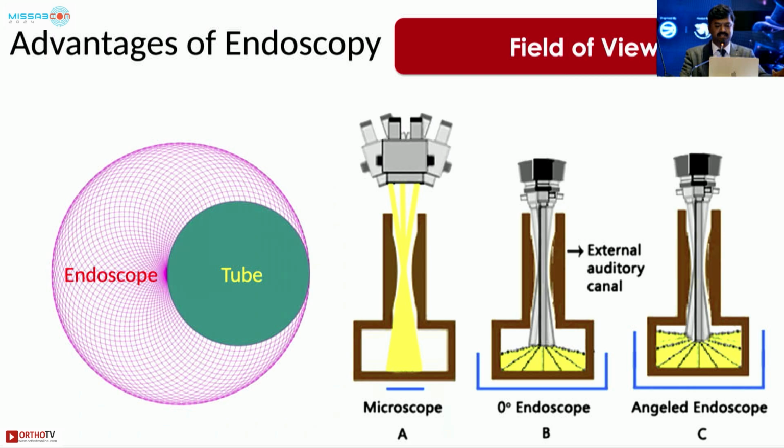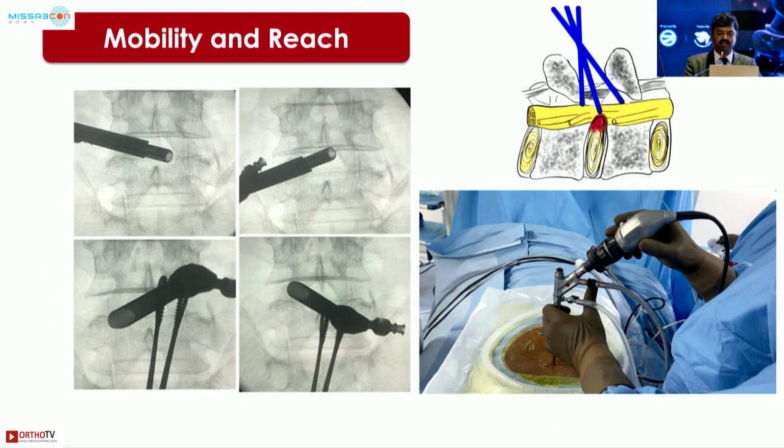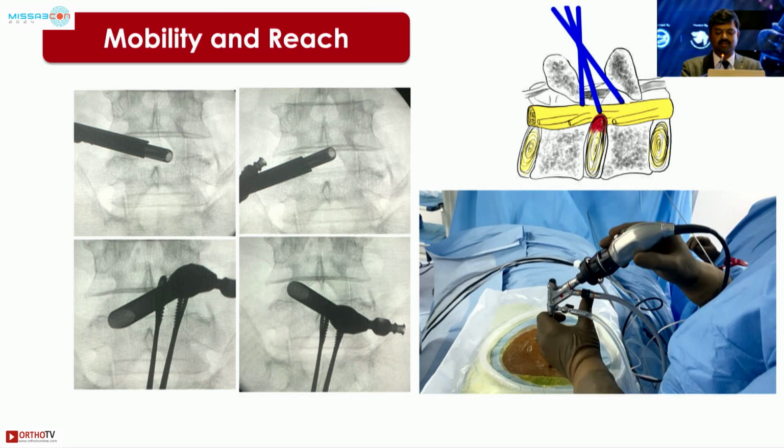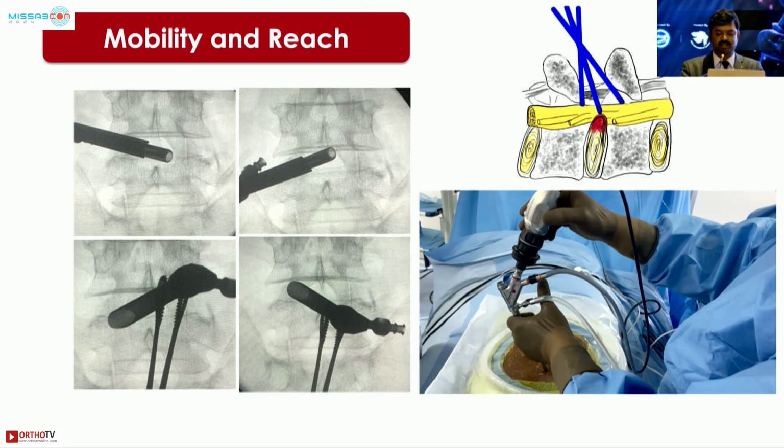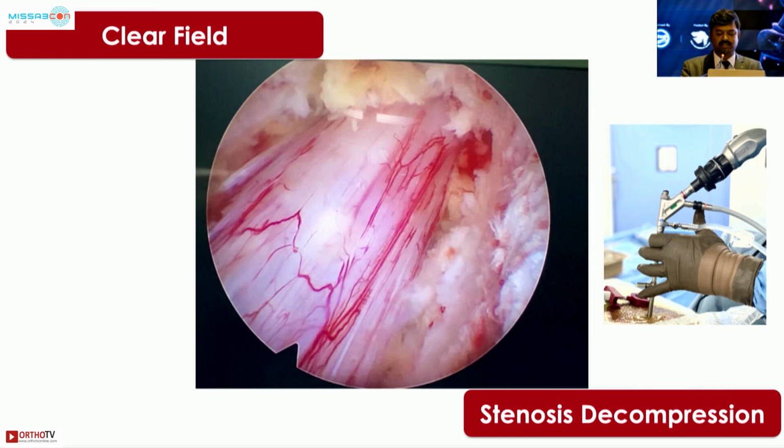Everyone knows about the advantages and disadvantages of endoscopy now. The advantages are more than the disadvantages. This is the best part I like, because of the mobility. You can go cranial-caudal with a single port, you can go medial-lateral, and the reach is best with the full endoscopic posterior approach. The clarity is the most because of the irrigation.